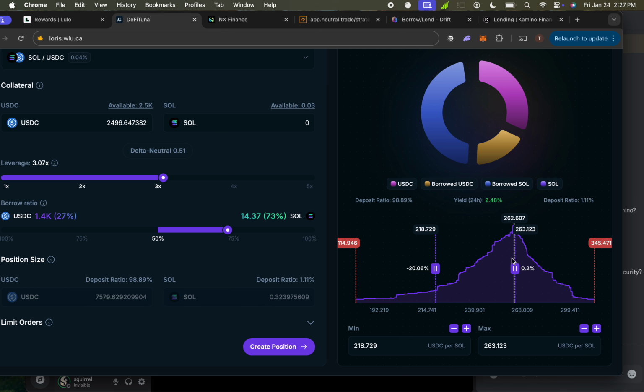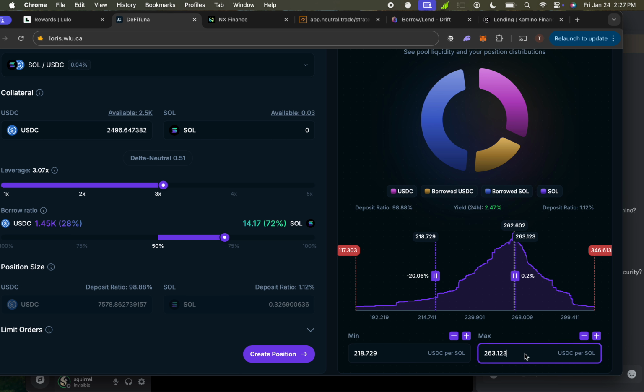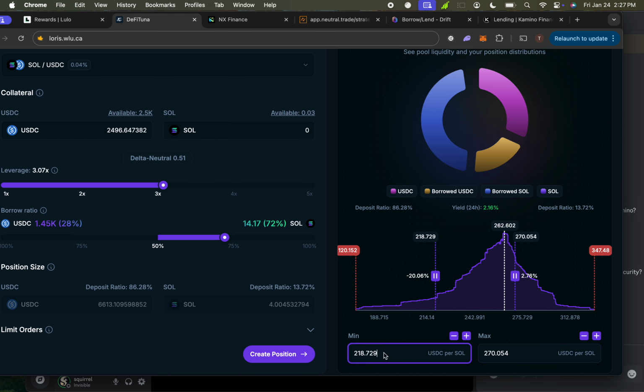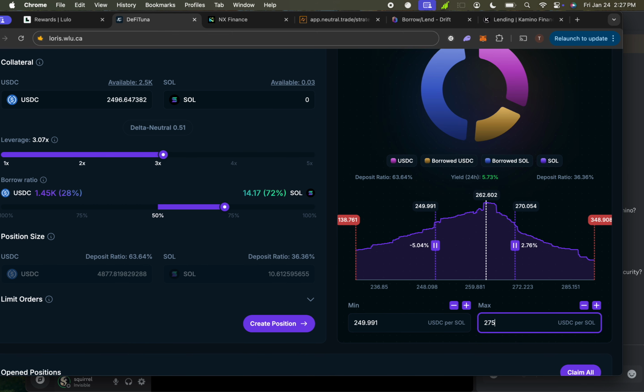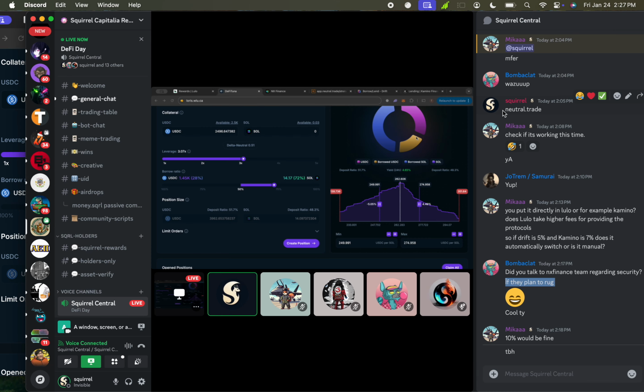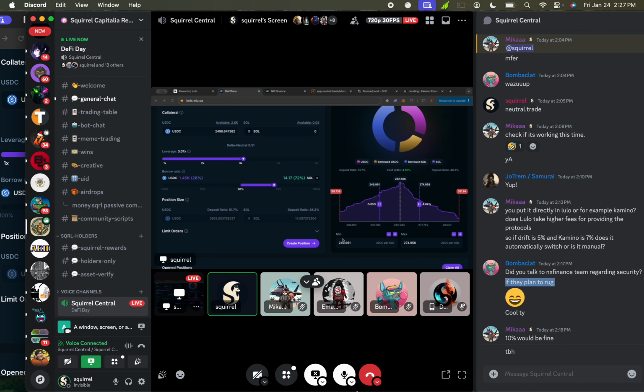Now, as you can probably imagine, if we get this to a delta neutral point over here, this is not at all what I want. I don't want a 263 max. I want probably like a 270 max. Because again, as we make these ranges bigger, we get less yield. So this is a very reasonable range to me. You've got 262 here and 12 bucks in either direction. And the minute it falls out of the range, it'll stop generating yield.